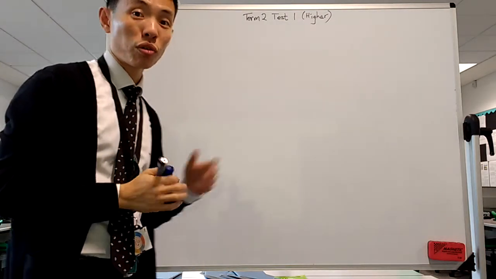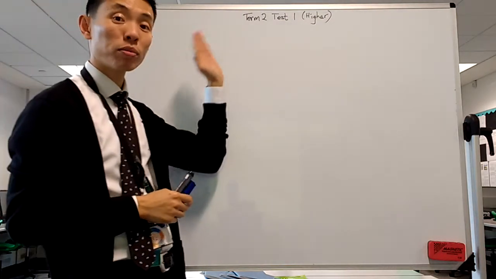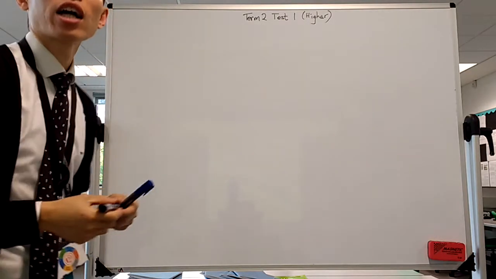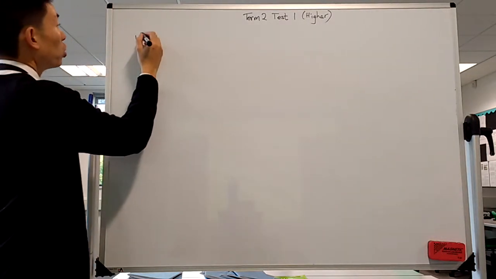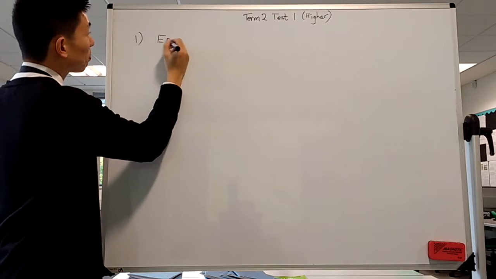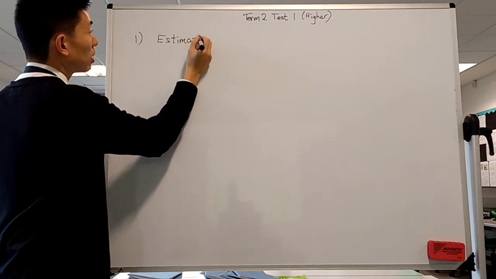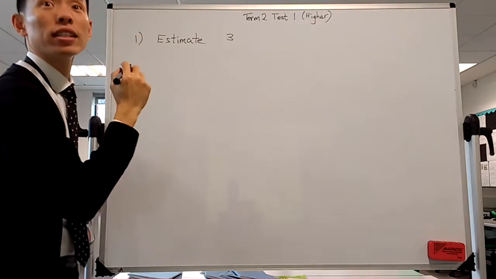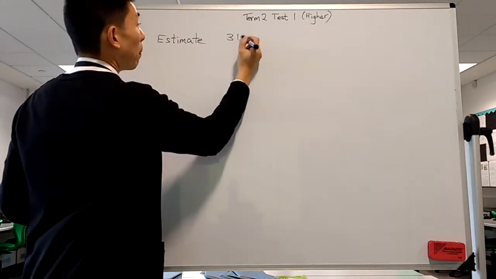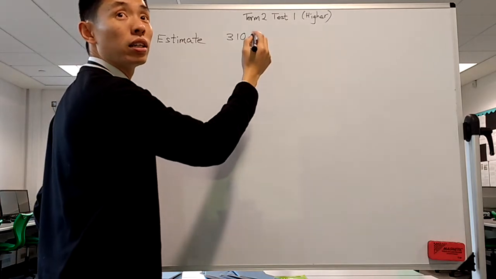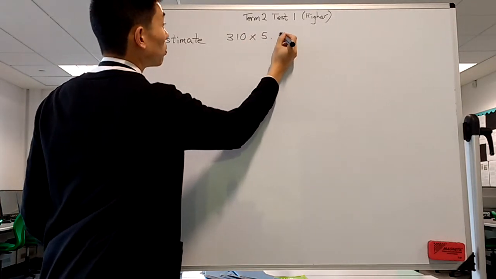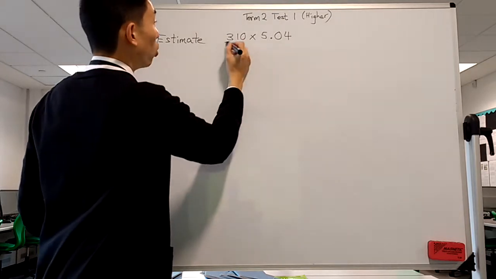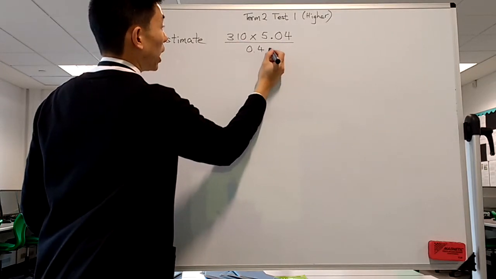Okay, in this tutorial, I'm going to show you how to do the Term 2 Test 1 higher version. Okay? So, question 1. You are asked to estimate a calculation: 310 multiplied by 5.04 divided by 0.489.